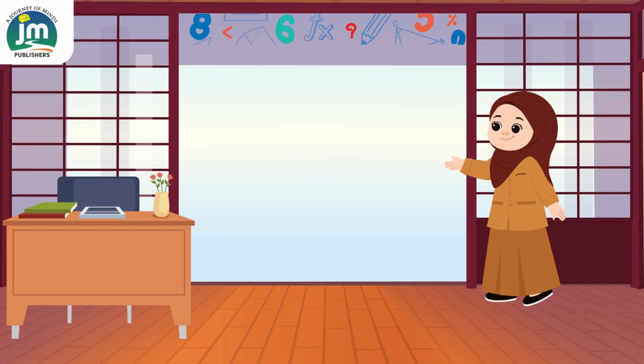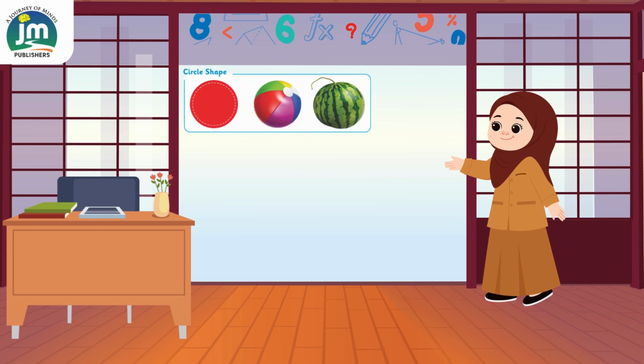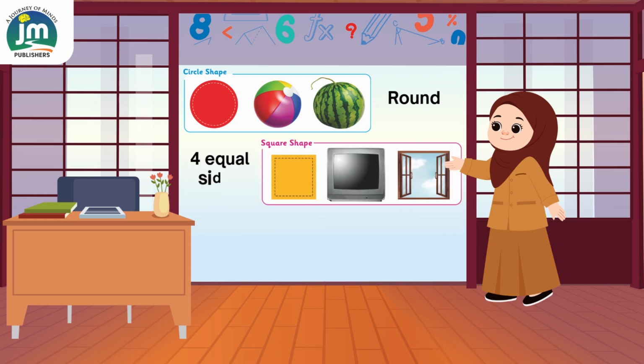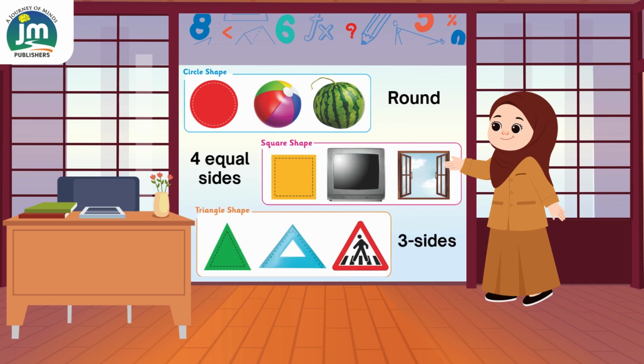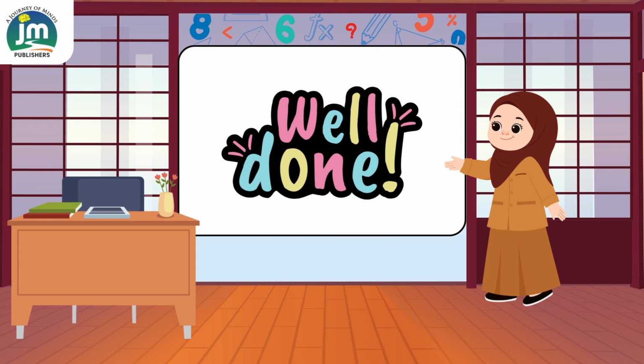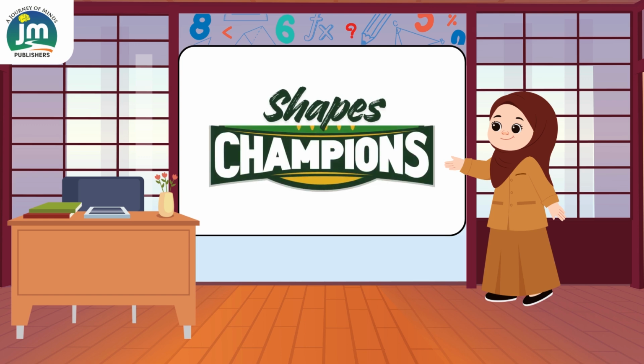Let's repeat with me. Circle, round shape. Square, 4 equal sides. Triangle, 3 sides. Well done. You are shape champions.